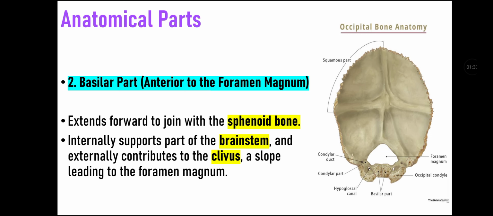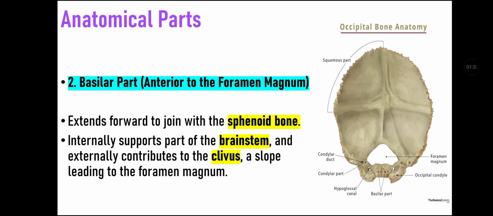Next anatomical part is lateral part, that is also called as condylar part. It is located on the side of the foramen magnum, as you can see here in the diagram. It features the occipital condyle, which articulates with the first cervical vertebra, that is also called as atlas vertebra, forming the atlanto-occipital joint. This joint allows the nodding motion of the head, or the yes motion of the head.